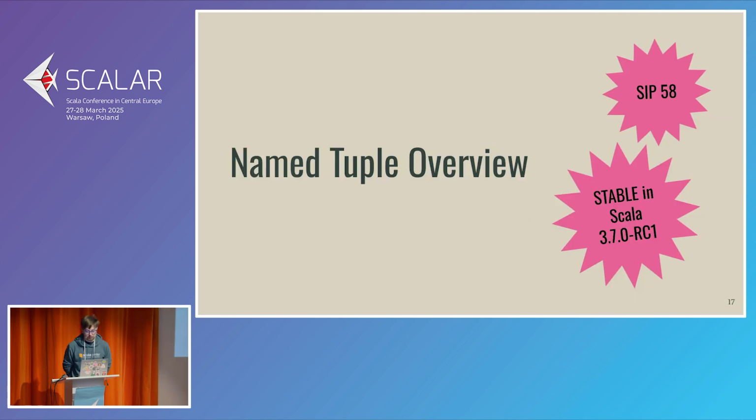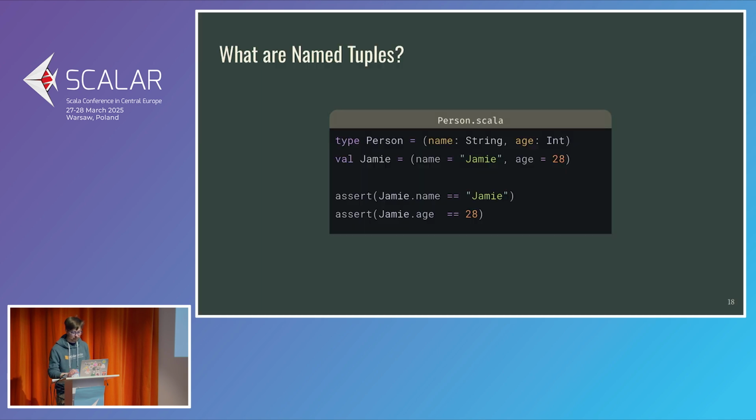So finally, we can get to named tuples. This went through Scala Improvement Process number 58, and it will be stable in Scala 3.7, and you can try it now, as experimental, in RC1. And this is what they look like. We say we have a type Person with two fields, name and age. It looks a bit like function parameters, or a case class if you drop "case class" and the name from the front. Then we have value syntax.